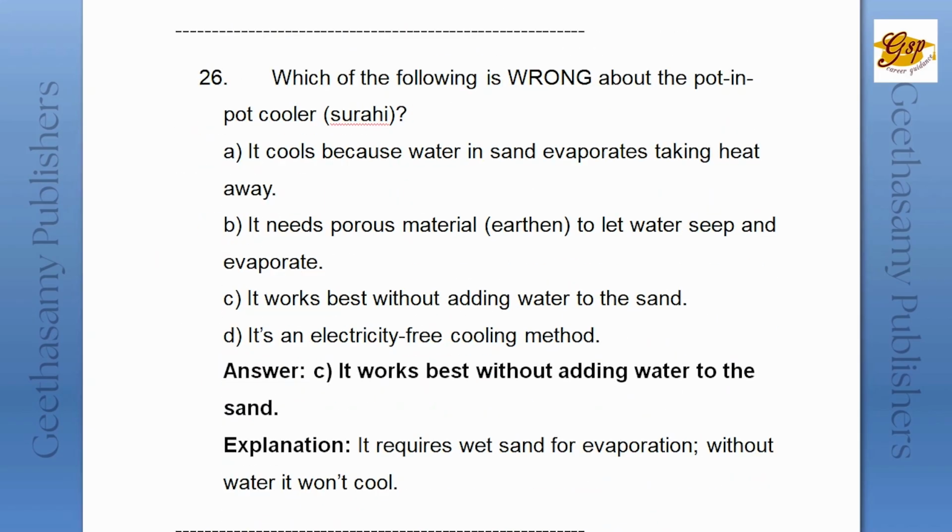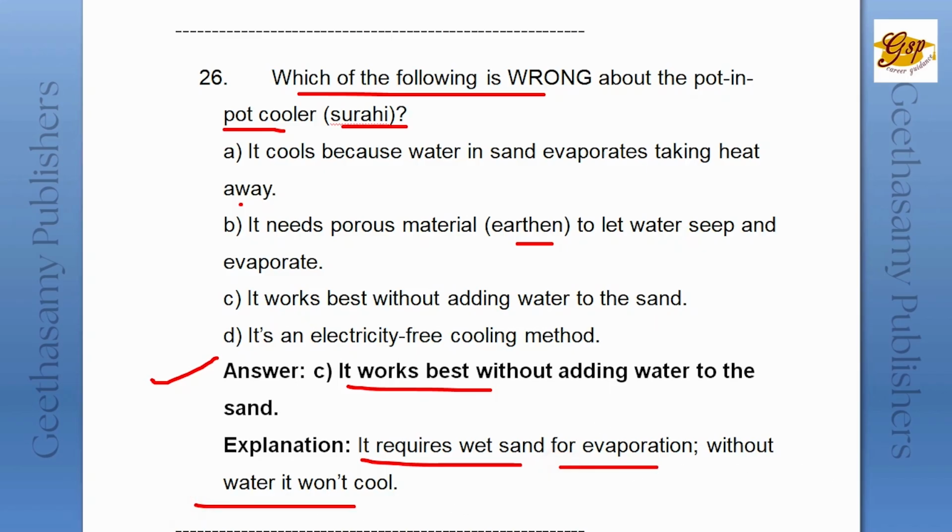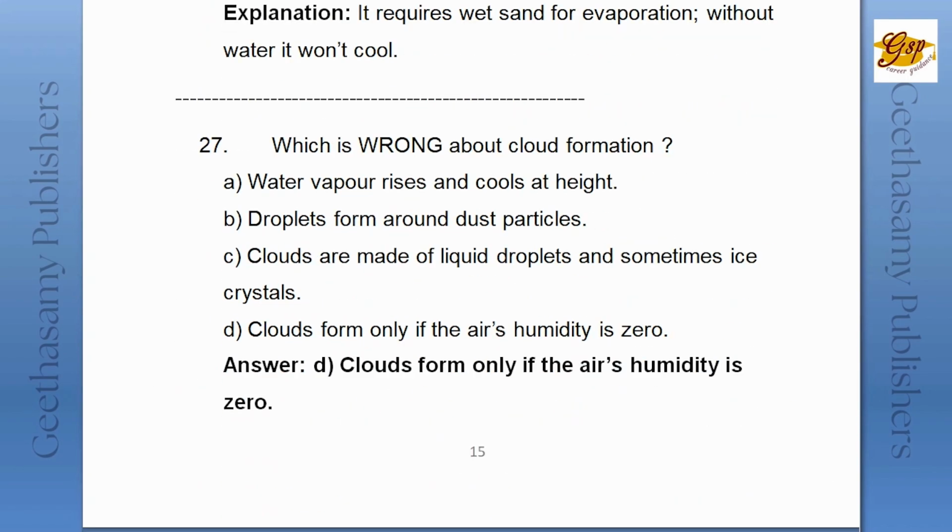Fine. 26th question. Which of the following is wrong about the pot-in-pot cooler? It cools because water in the sand evaporates, taking the heat away. It needs a porous material, that is earthen, to let water seep and evaporate. It works best without adding water to the sand, and it is an electricity-free cooling method. The correct answer is it works best without adding water to the sand. The explanation: actually it requires wet sand for evaporation. Without water it won't cool.